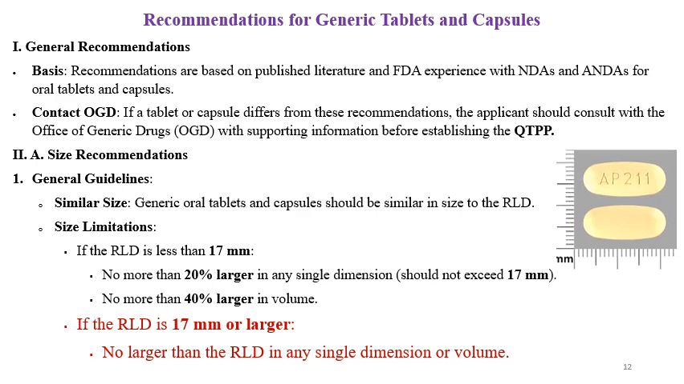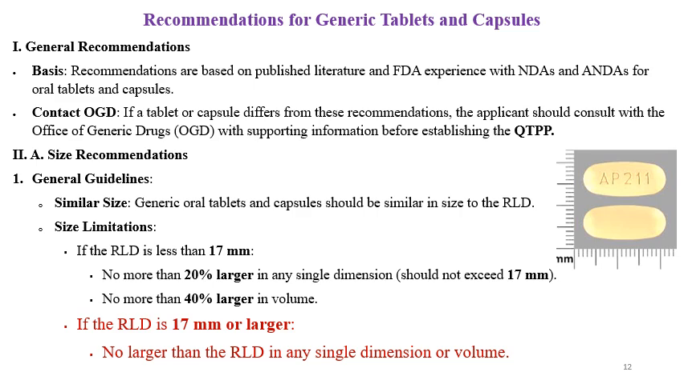Size limitations. So this is the main part. If the RLD is less than 17 mm, then no more than 20% larger in any single dimension, and it should not exceed 17 mm. So if the RLD is having largest dimension less than 17 mm, then the generic applicant can increase the large dimension by 20%, but it should not exceed 17 mm, and no more than 40% larger in volume. And volume should not exceed 40% more than the volume of RLD.